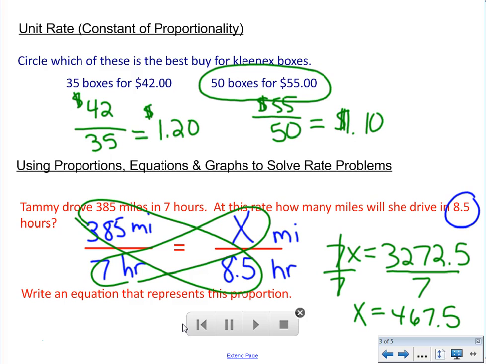Now the bottom section says write an equation that represents this proportion. What does that mean? That means use your variable to write an equation. We do that automatically when we cross multiply. This is our equation. 7x, when we multiply 7 times x in our cross multiplying, equals 3,272.5. That's our equation that they want us to write. That's just what we get when we cross multiply. Don't get confused by that. It's very simple.